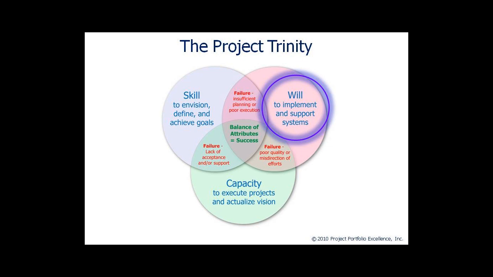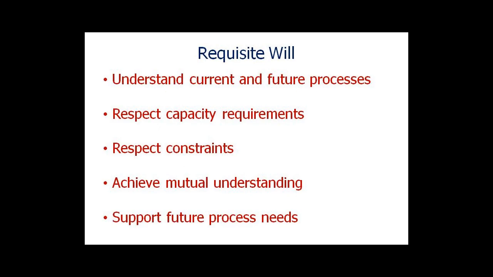Now, this is something that we often take for granted, but we really shouldn't, as you'll see on this next slide. So what do we mean when we talk about will as an attribute for project success? Well, the first one I list here is understanding current and future processes. When we undertake a new project, our intent is to change the way we do daily work. We need to understand the way we currently do our work and the way we want to do our work in the future so we can build the bridge between the way we do it today and the way we want to do it tomorrow. We need to put in enough time and energy to truly understand those processes.